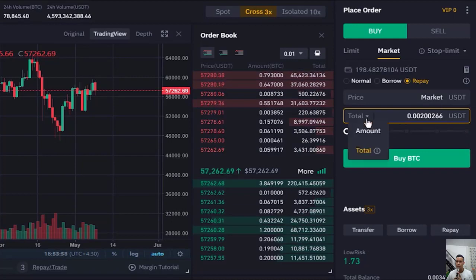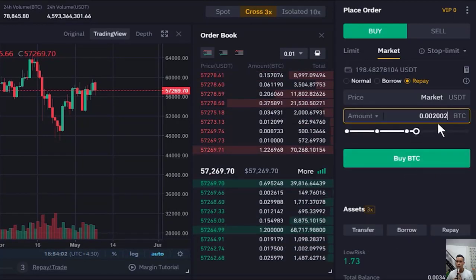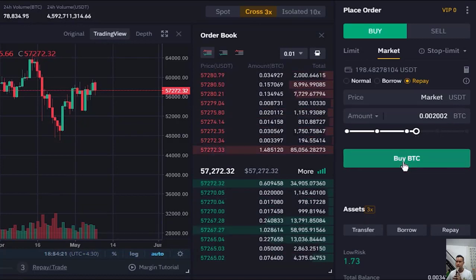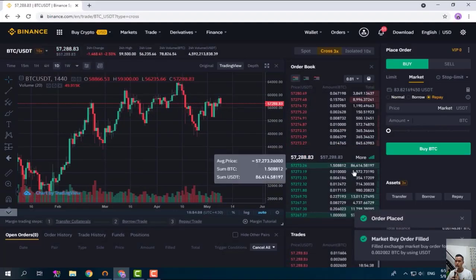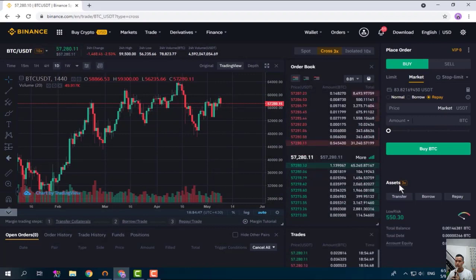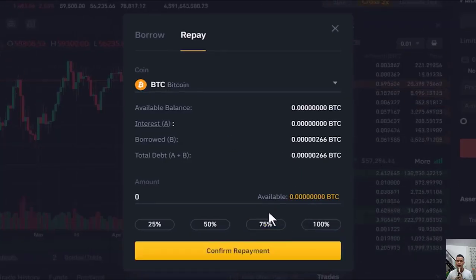As in terms of USDT, I change it to amount and again paste it. Yes, it's correct now. I click on buy BTC. It says that the BTC we get will be used to repay our BTC debt. We click on confirm and the order is placed successfully. At the same time, we did both buying BTC and repaying our debt. And by clicking on repay, you see that we repaid our 0.002 BTC debt. Just a very small amount remained.